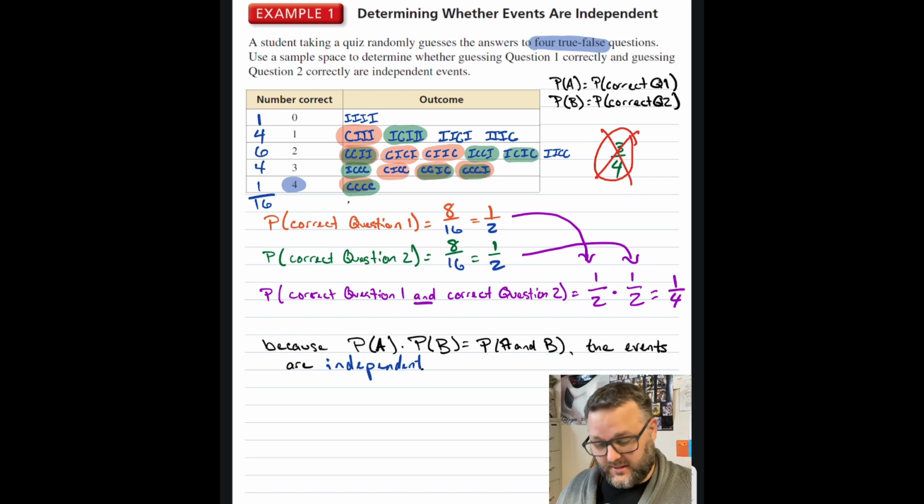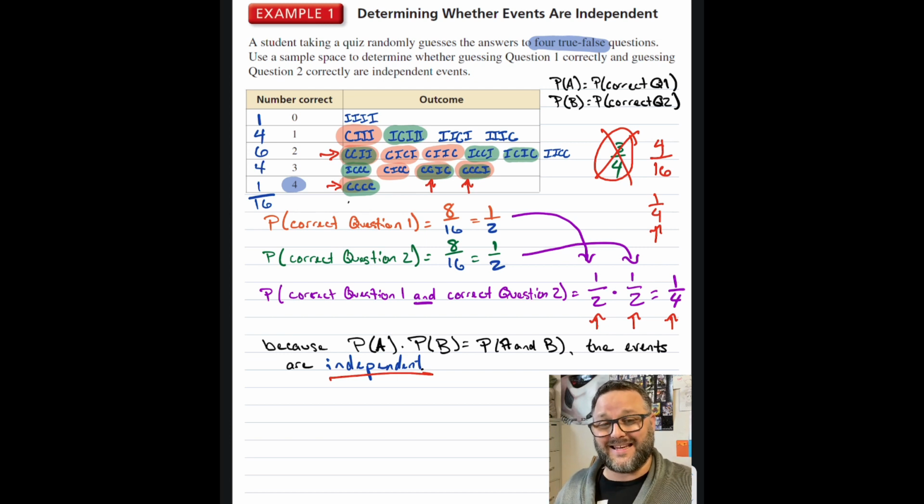What made this independent down here for the answer was the fact that the double highlighted ones, so this one, this one, this one, and this one, count for 4 out of our 16, which simplifies to 1/4. And because the probability of A, right here, which is 1/2, and the probability of B multiplied together equaled 1/4, and the probability of A and B double highlighting is 1/4, that means this is independent because that's the check. In an independent event, the probability of A times the probability of B equals the probability of A and B.